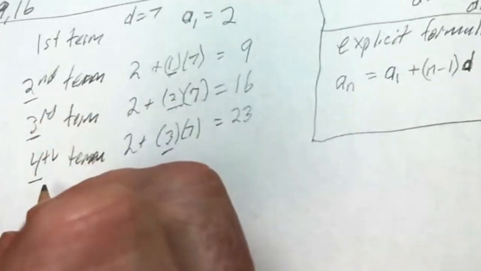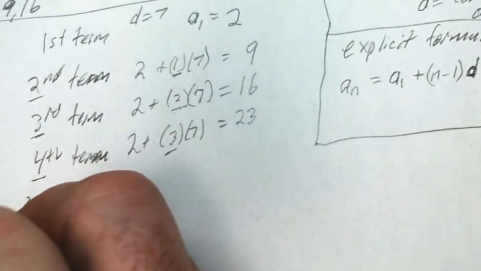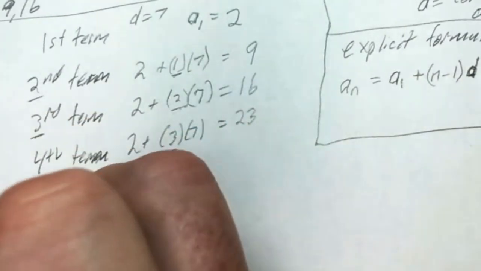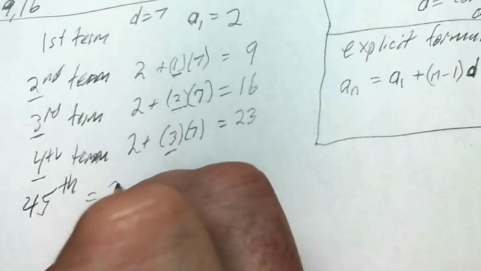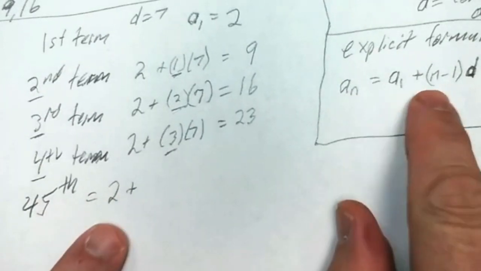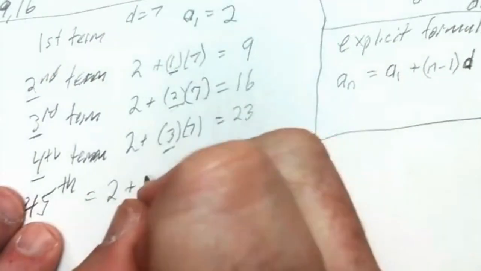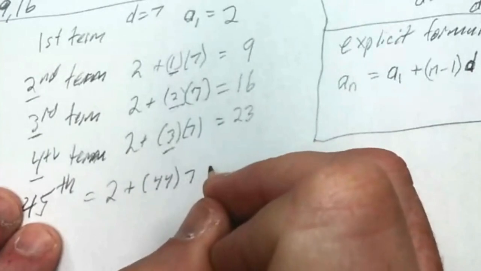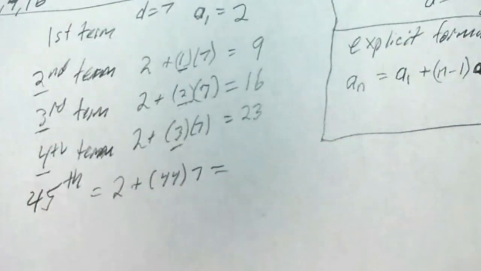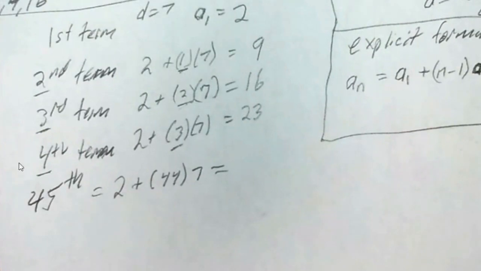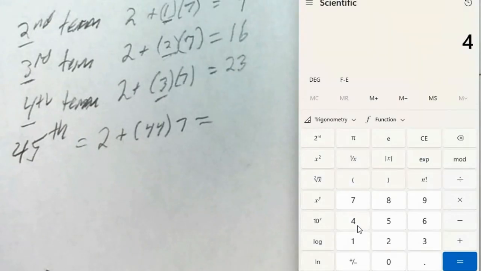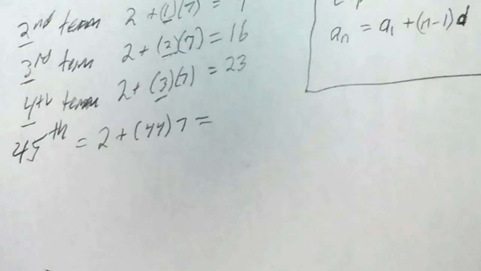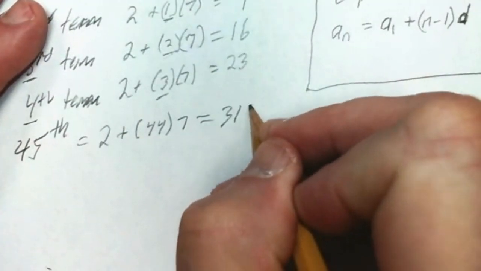So if we want the 45th term, we could take 2 plus n minus 1. N was 45, so we'll take 44 times the common difference of 7. So let's pull up our calculator so we don't make any mistakes on this. Okay, 44 times 7, 308, plus that 2. So the 45th term is 310.